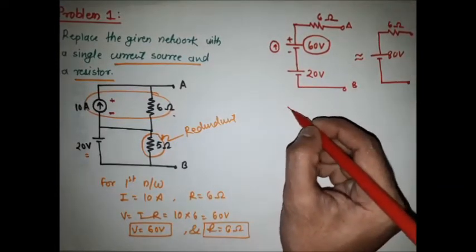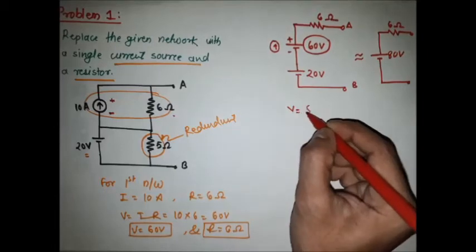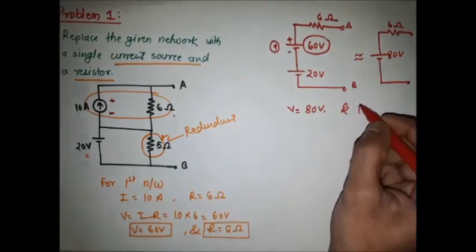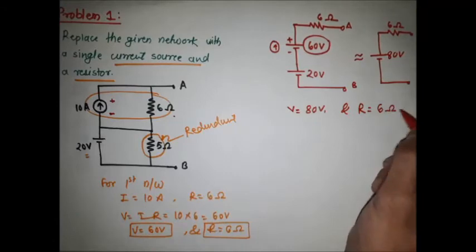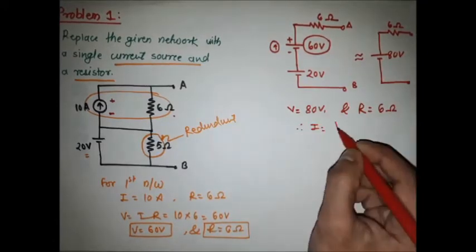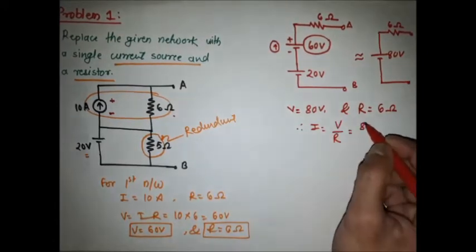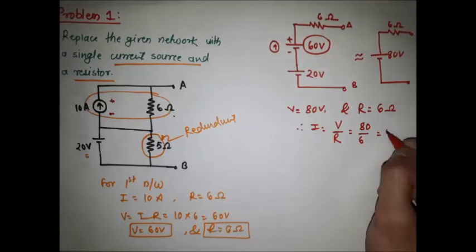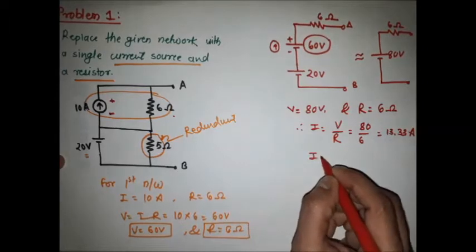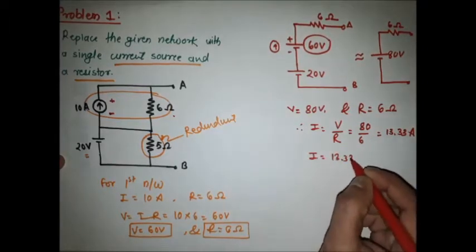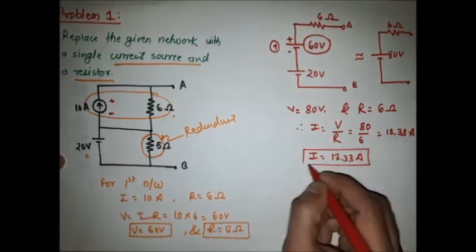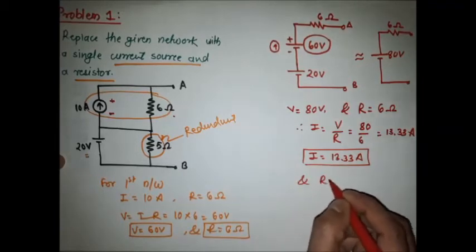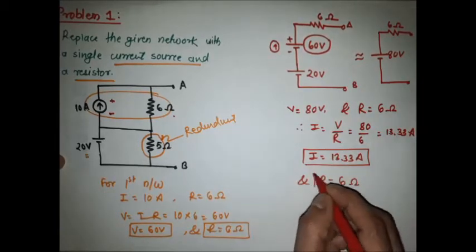Simply here V is equal to 80 volt and R is equal to 6 ohm. Therefore I is equal to V upon R, and it is equal to 80 divided by 6. It is equal to simply 13.33 ampere. That means I is equal to 13.33 ampere and the resistance is equal to 6 ohm.